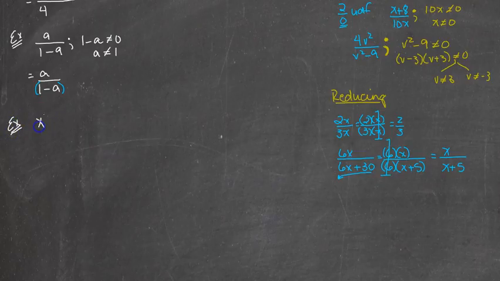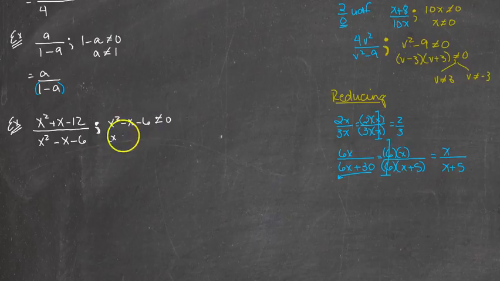We want to simplify (x squared plus x minus 12) over (x squared minus x minus 6). First thing, caution, always caution. X squared minus x minus 6 can never equal 0. Factor this: x minus 3 times x plus 2 can never equal 0. And so x can never equal 3 and x can never equal negative 2. So now I know the excluded values.